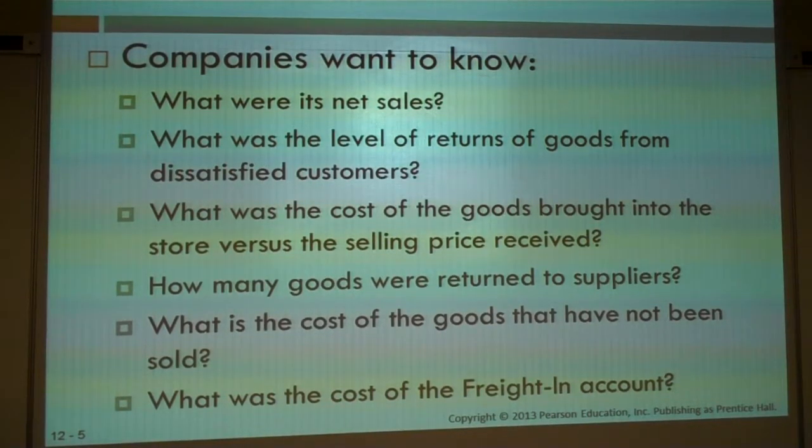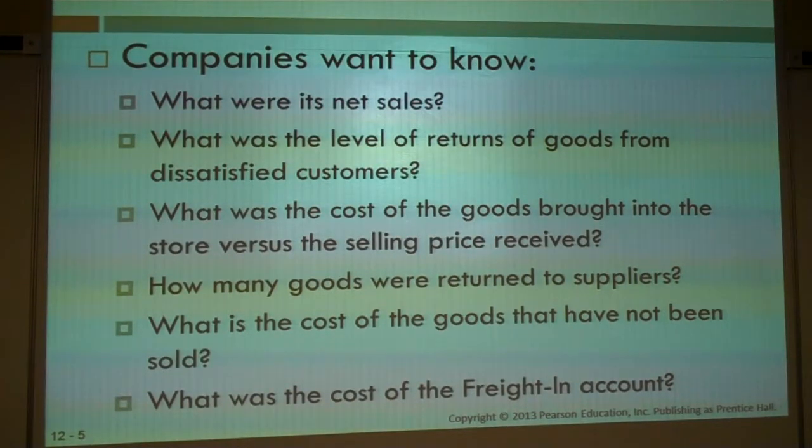But we want to keep track of why customers are not satisfied with our product. Just like that evaluation that I've asked you all to do. I want to know what's working and what's not working. It's just feedback from our customers, and you're my customers. So the next one is, what was the cost of the goods brought into the store versus the selling price received?